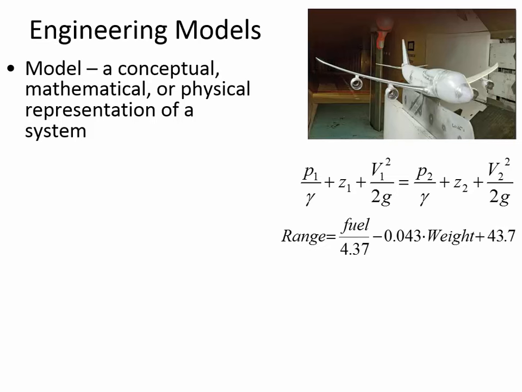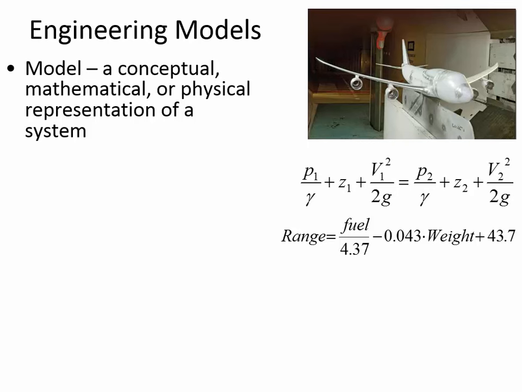Here's another model. Now there's something different between the one on the top and the one on the bottom. The one on the top is a fundamental model. This is a fundamental equation that's built from the ground principles of physics. Whereas the second model, range equals fuel divided by some factor minus another factor times weight and so on, is an empirical model. And the empirical model is not built by analyzing the laws of physics, and it's not built by doing a derivation. An empirical model like this is usually built just by looking at what has happened in the past.